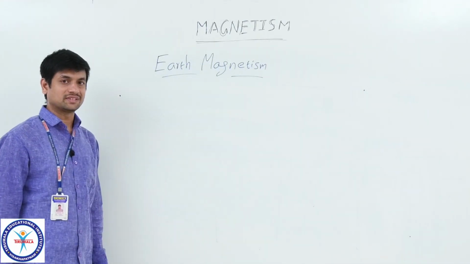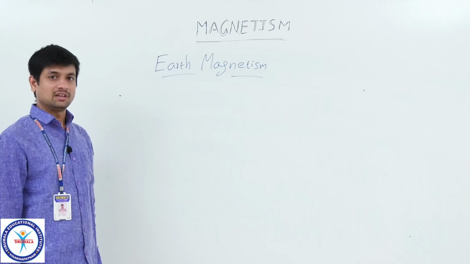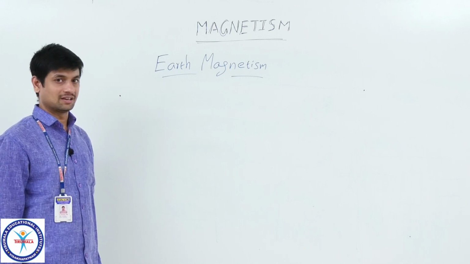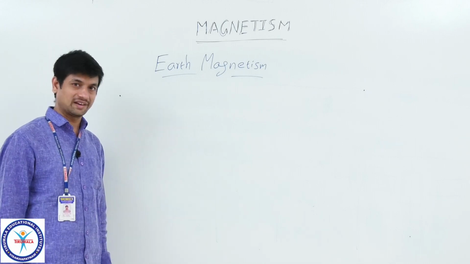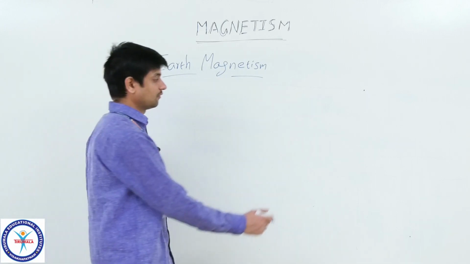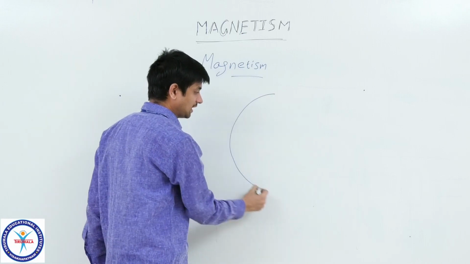Now we are going to discuss Earth's magnetism. Is Earth a magnet or not? Yes, Earth is one of the magnets, but what is the reason for that magnetization? For that you need to know the structure of the Earth.